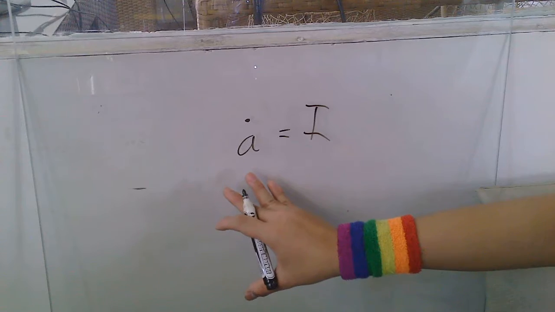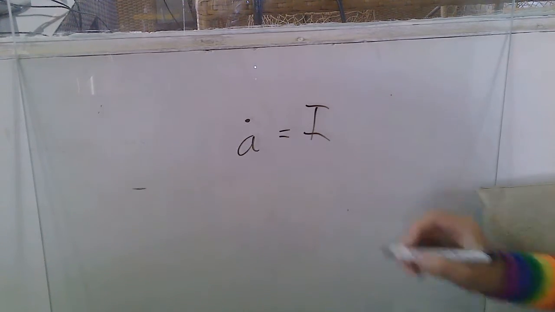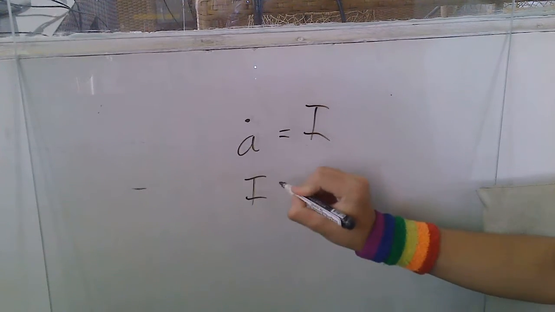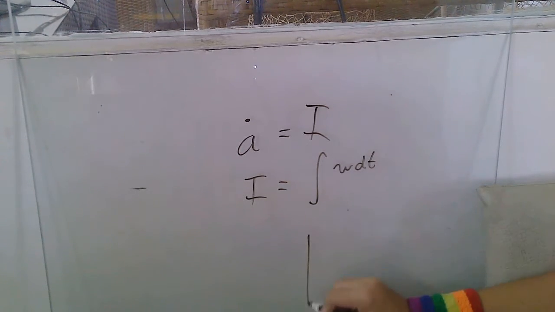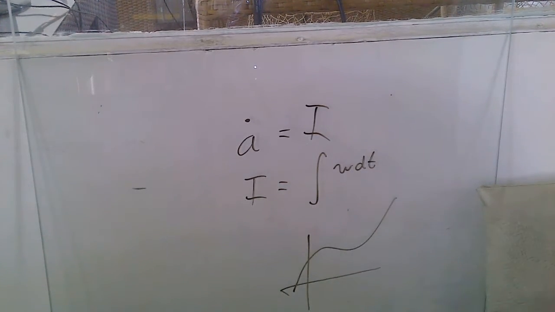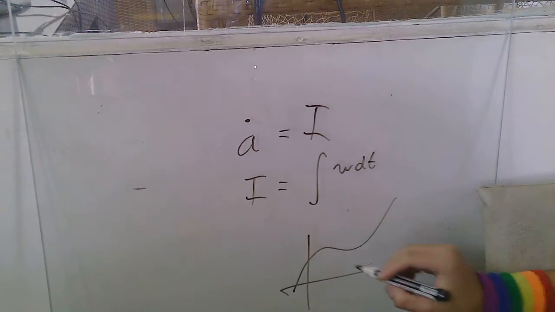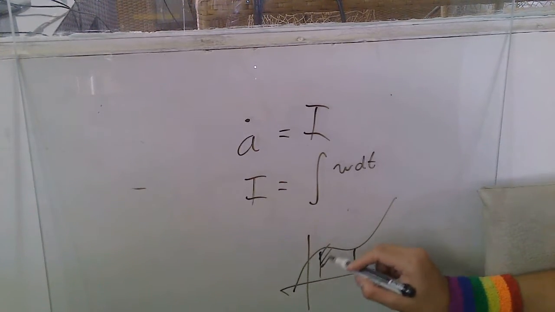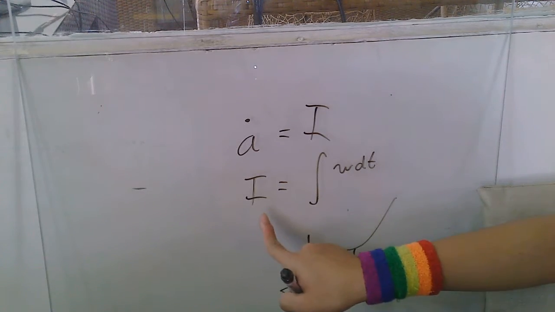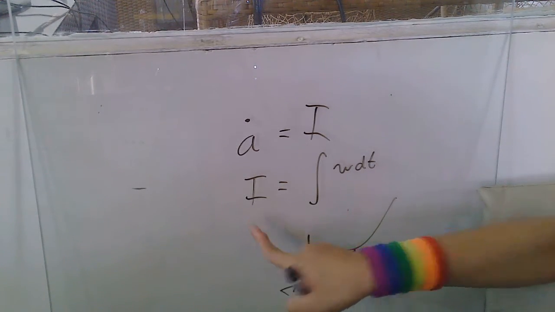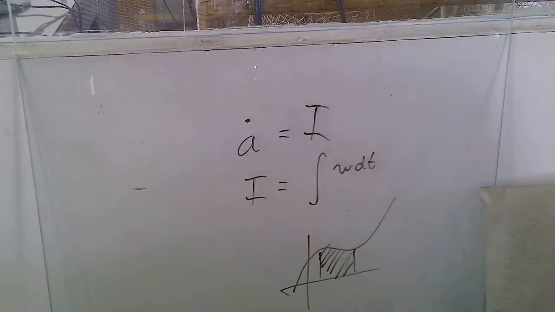Right? That makes sense. And so from here, you can say that I is equal to the integral of w dt. And thus, if w is a function of time or some other variable, the area under its curve between two bounds is the wearability. It tells us the inclination. And so that's it for this lecture.